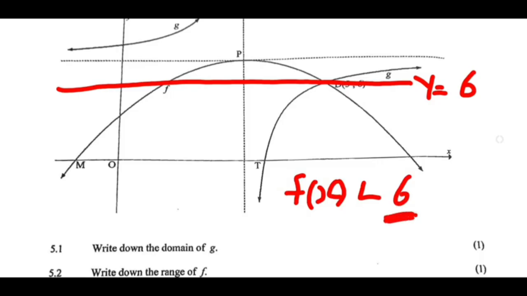This is the y value. So the y value is 6 here. So we need to give the answer in x values. So we draw the horizontal line y is equal to 6. Now the x value here, we must remember, is 3. Don't forget, this is x value 3 here. This is the horizontal asymptote of the g. So x value 3 here.